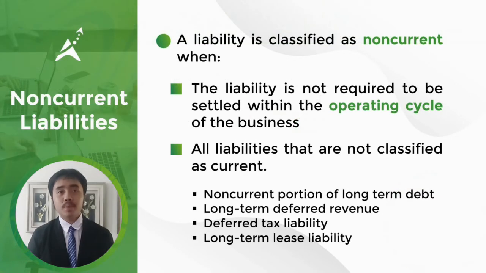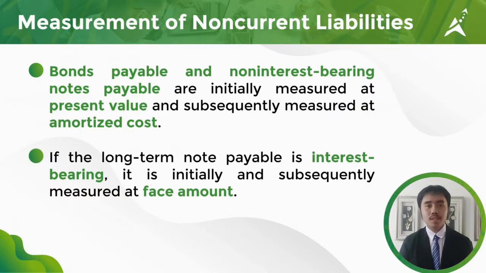The next topic is about non-current liabilities. So non-current liabilities are obligations that are not required to be settled during the operating cycle of the business. These are basically the liabilities that are not classified as current. Also, these are the long-term obligations of the entity which are not due within 12 months after the reporting period of the entity. Examples of non-current liabilities are non-current portion of the long-term debt, long-term deferred revenue, deferred tax liability, and long-term lease liability.